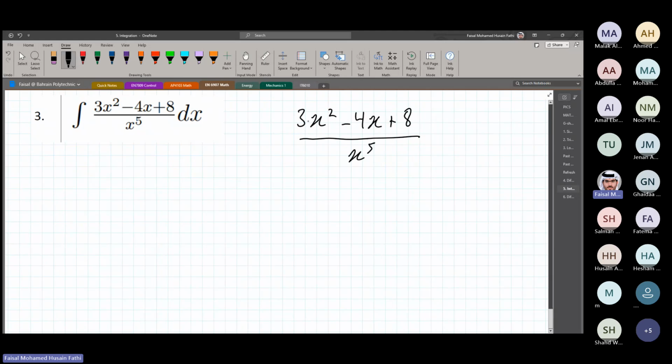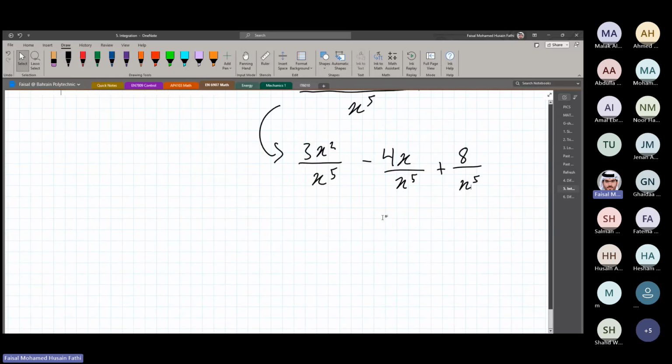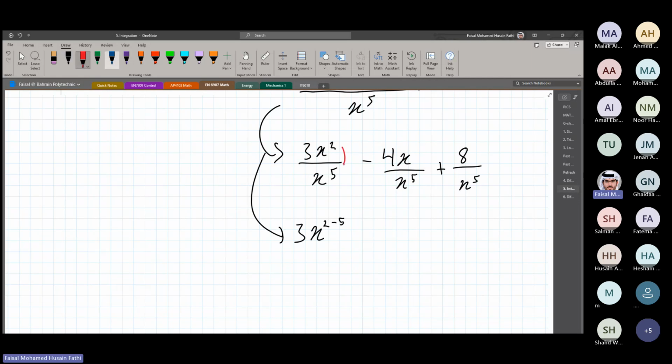Before we even do the integration, how can we simplify this? How can we make these all separate terms? They have a common denominator. So just split them up. So you can split them up in this way. 3x squared over x^5 minus 4x over x^5 plus 8 over x^5. And that's it. That's how you simplify it. Okay, we have separate terms which we can even further simplify. So the further simplification of this, if you remember from exponentials, x to the power of 2 minus 5, because this is a division, numerator over denominator, so division. So it becomes 2 minus 5. Same thing here, 1 minus 5.